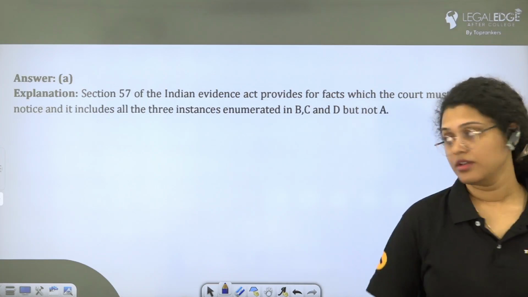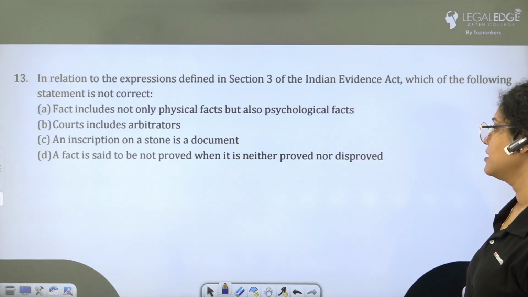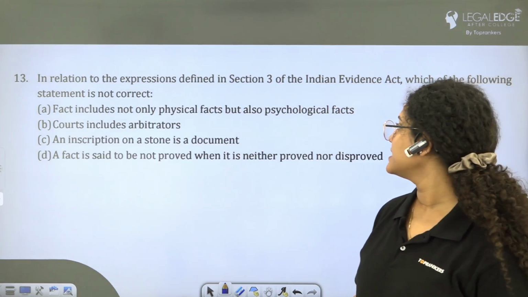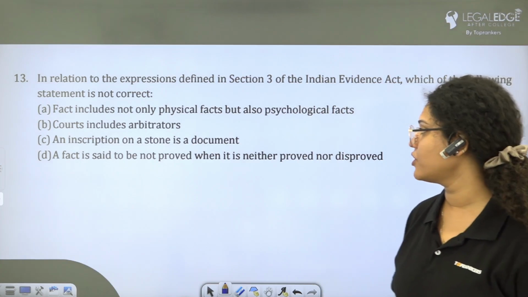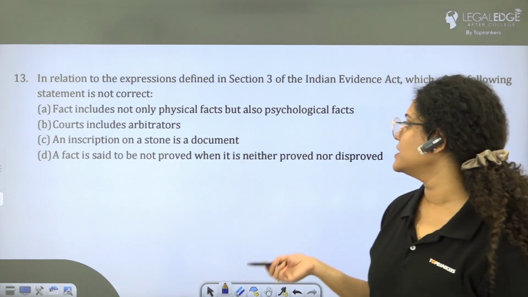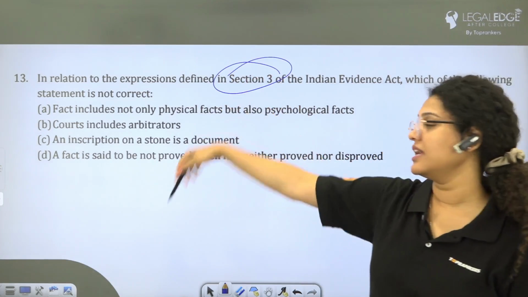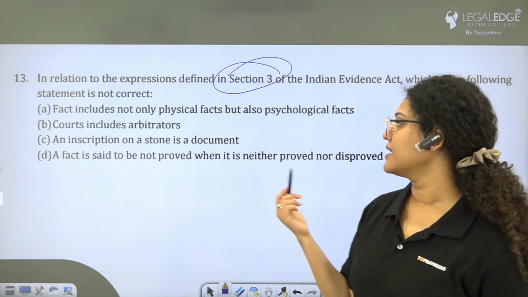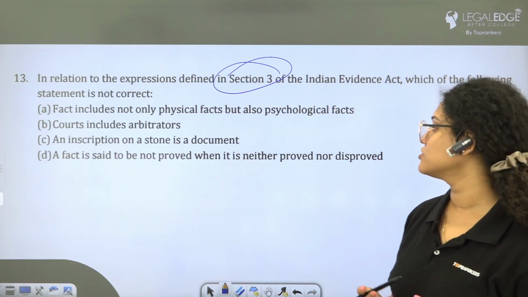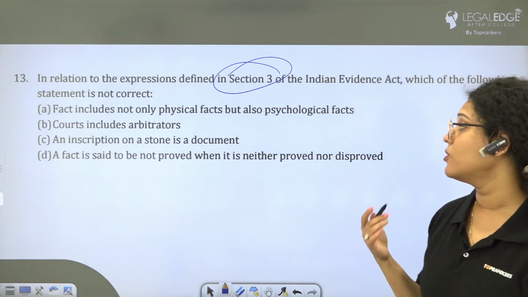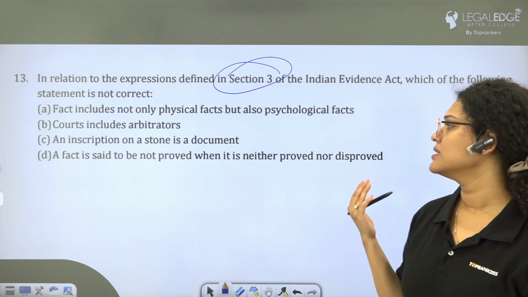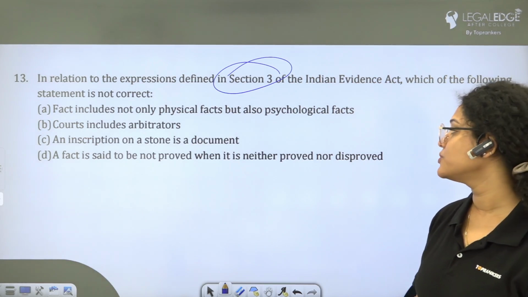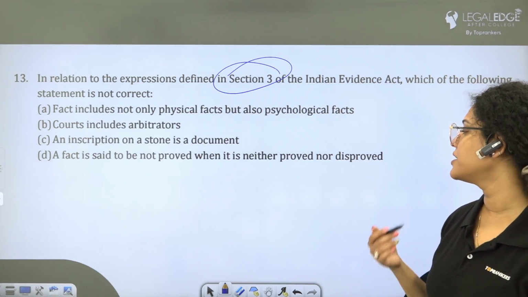Okay, let's move ahead. Question number 13. In relation to the expression defined in section 3 of the Indian Evidence Act, which of the following statements is not correct? Again we have come to the definition of fact, which is given under section 3 of the Act. A, fact includes not only physical facts but also psychological facts. B, court includes arbitrators. C, an inscription on a stone is a document. D, a fact is said to be proved when it is neither proved nor disproved.